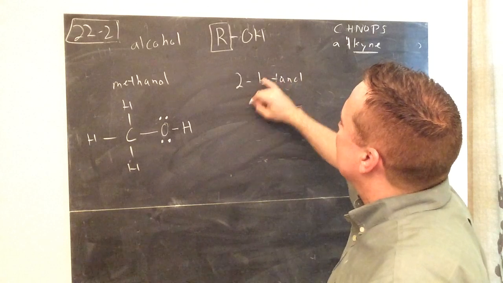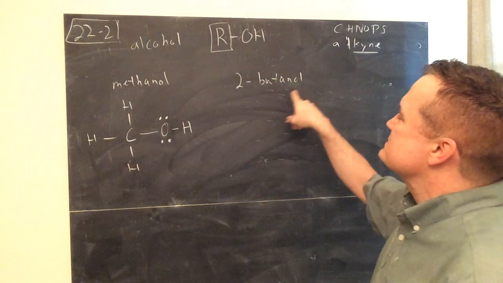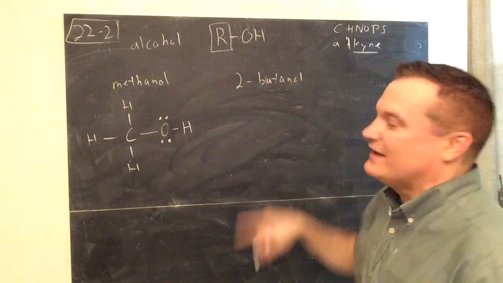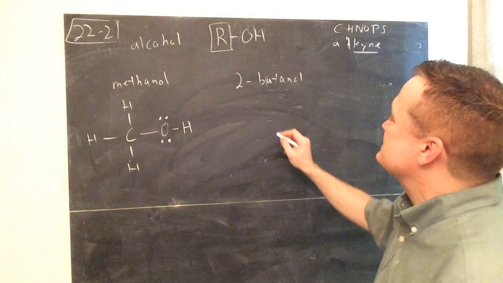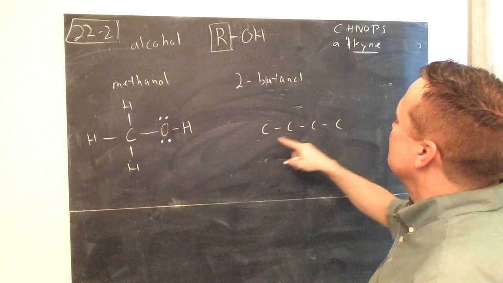So, 2-butanol. First of all, hopefully this is getting a little bit easy for you. Butanol sounds like what? B-U-T-A-N. What is the root, you think? Butane. How many carbons in butane? There are 4. I'll go and draw this. C, C, C, C. All right.